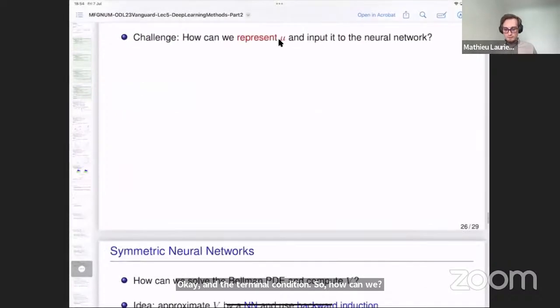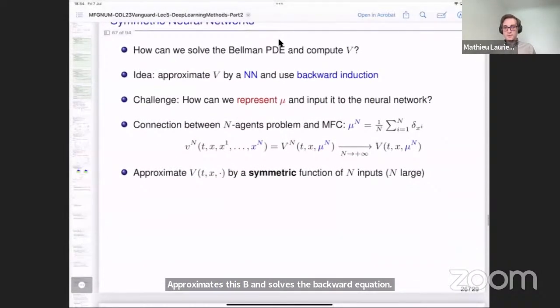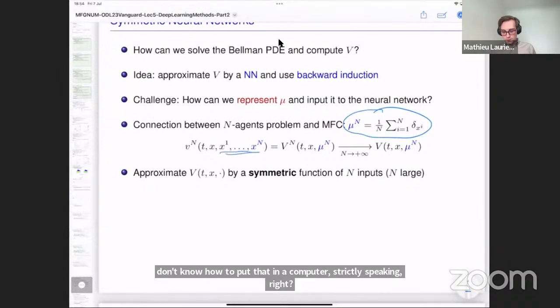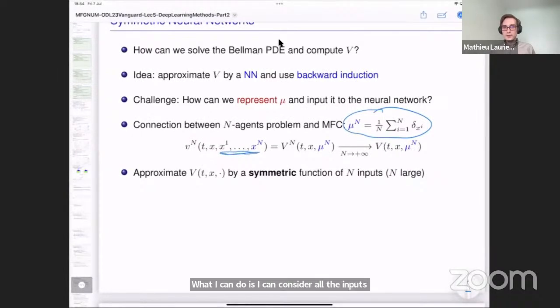So one way is to approximate mu by an empirical distribution. But even when I say empirical distribution, it's not very satisfactory because I don't know how to put that in a computer, strictly speaking, right? What I can do is I can consider all the inputs, x1 to xn, and I can say, well, I want V to be a symmetric function. And in fact, this is also the intuition behind the Lyon's derivative.